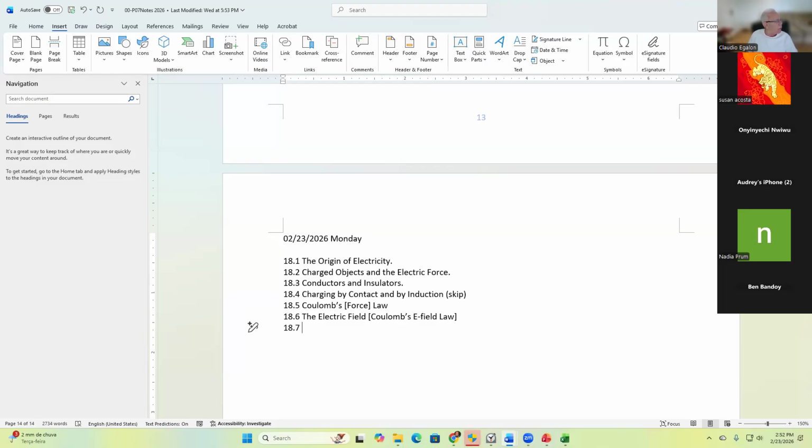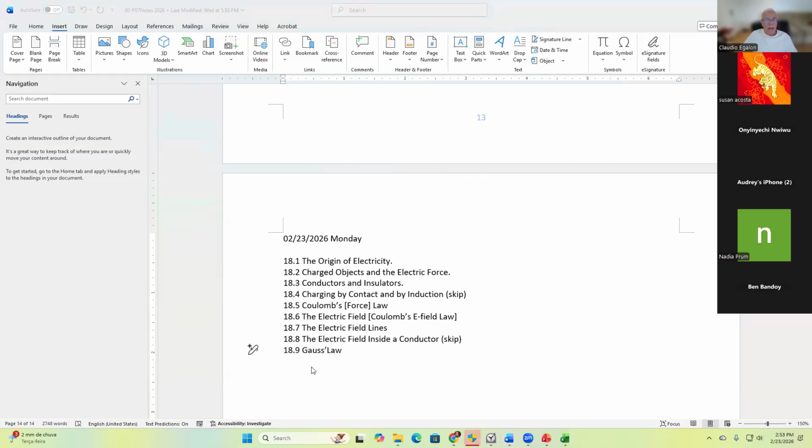18.7. For now, we're going to skip the electric field inside a conductor. And the final, oops, I'm skipping something here. Let's see. Oh, electric field lines. 18.7 is the electric field lines. 18.8 is the electric field inside a conductor. 18.9 is Gauss's law.